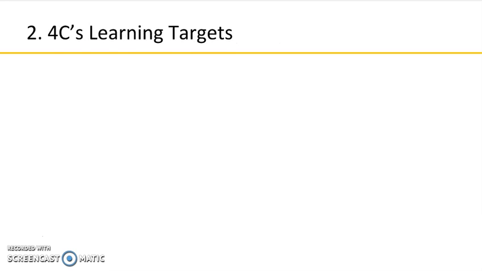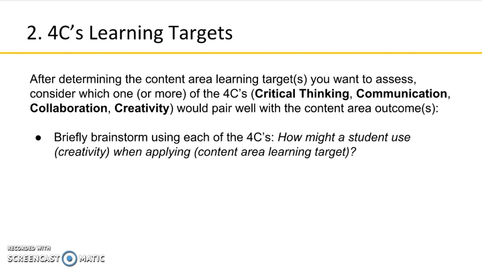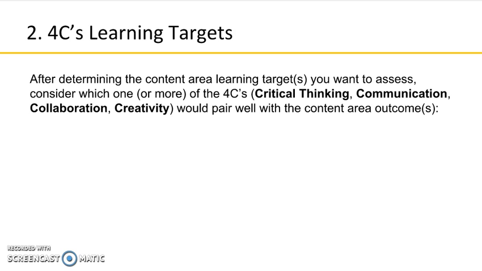The next step was to think about which of the 4 C's I might want to pair with those content targets to make a more rigorous, more authentic overall task. And again, what do we mean by the 4 C's? We mean critical thinking, communication, collaboration, and creativity. I'm thinking about which of those, or maybe more than one of those, pair well with the content area learning outcomes I came with.